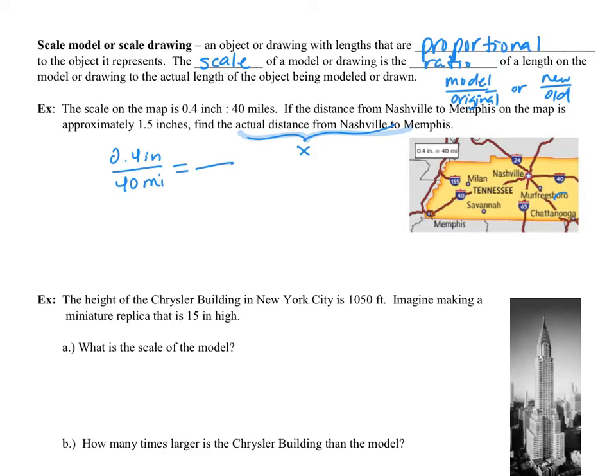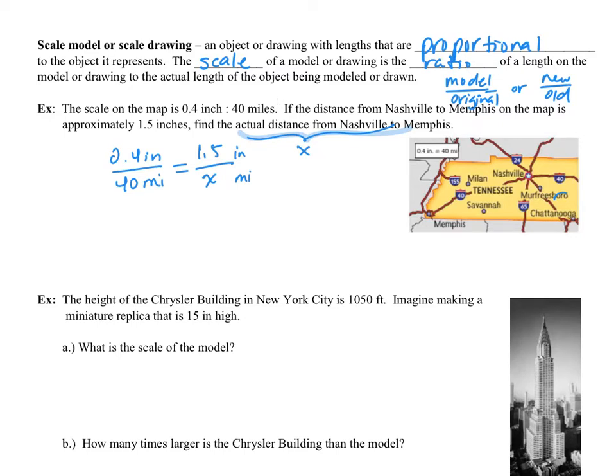What would go up here? Would it be the 1.5 or the x? Remember, 1.5 is the measure from Nashville to Memphis on the map, so that's going to go in the numerator, and then x represented the actual distance from Nashville to Memphis, so that's going to go in the denominator. Notice in both ratios, it's a comparison of inches to miles. Remember, we've said there's lots of correct ways to write a proportion, but once you write that first ratio that set the pattern comparing inches to miles, you need to make sure that this ratio compares inches to miles.